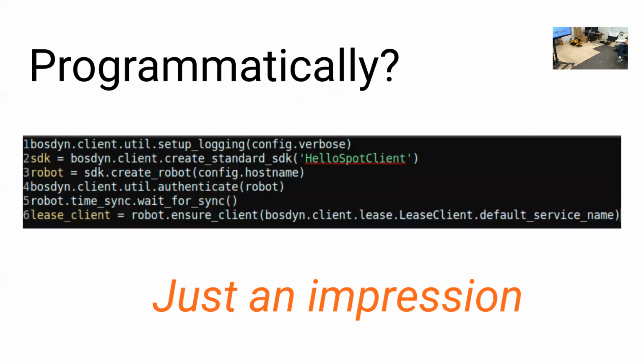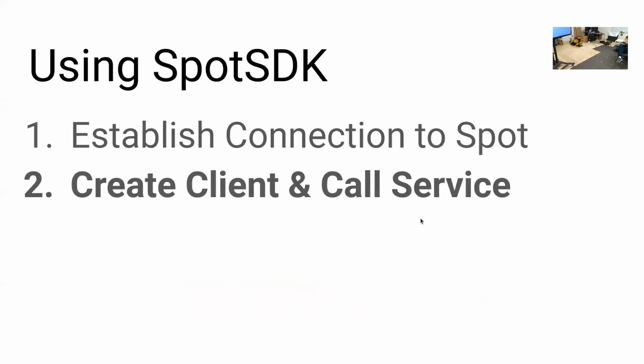Programmatically, here's just an impression of how this looks. You call these create methods, and these are steps that you have to do, and then you authenticate the robot, and so on. Then you get a lease by creating a client for the lease service. I'm going to go through a more concrete example in a moment, but this just gives you an impression.